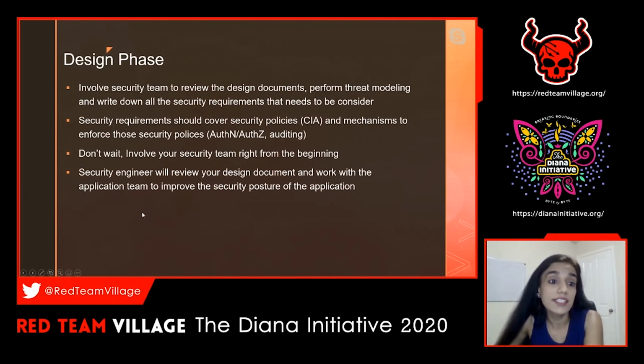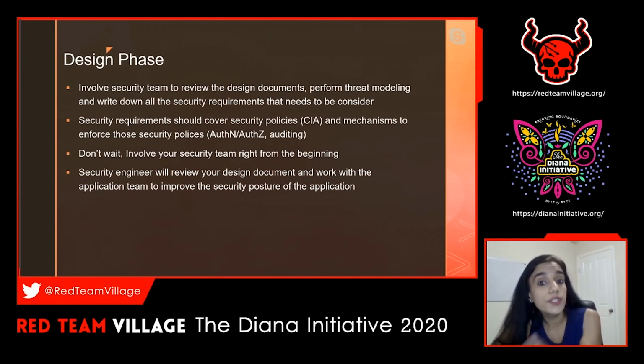Let's talk about the design phase first. It is critical to involve the security team to review the design document, perform threat modeling, and write down all the security requirements that need to be considered. It is extremely critical that when application requirements are defined, the corresponding security requirements should also be defined. Yes, that's where we are lacking. Security requirements should cover security policies, CIA, and mechanisms to enforce those policies.